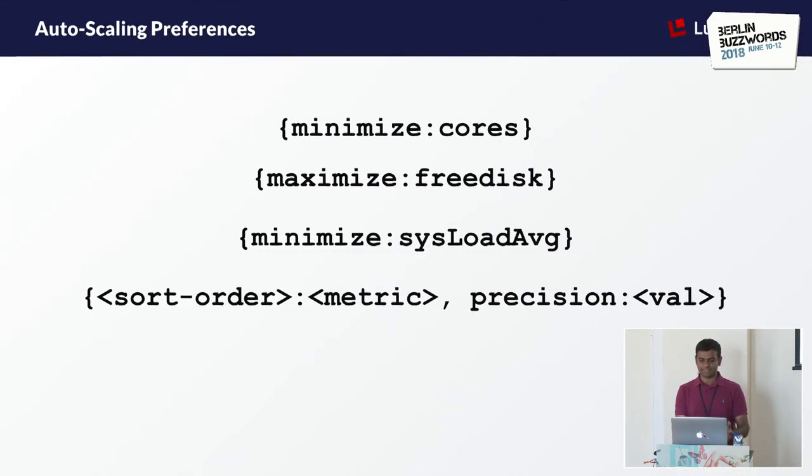So the syntax and how you would define a preference is essentially what you tell Solr is minimize on cores, or do you want to maximize on free disks, right? So you basically give it the sort order where you say minimize or maximize, and then you say the metric or the condition that you want to define it on. So I want to minimize on cores, I want to maximize free disk, minimize the load on my system, obviously, and essentially this is the syntax for how you would define it.